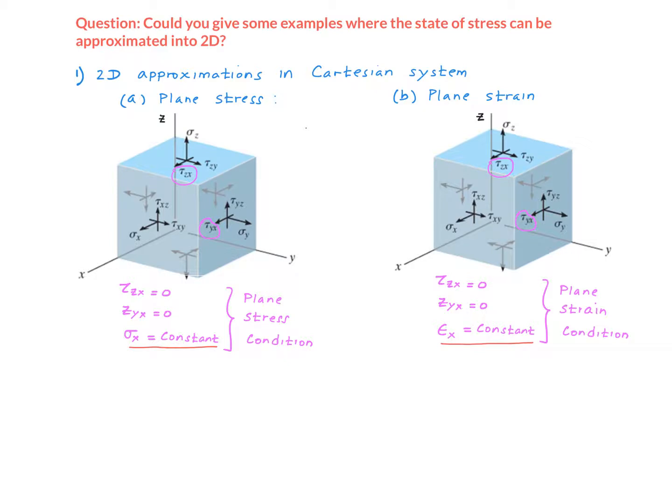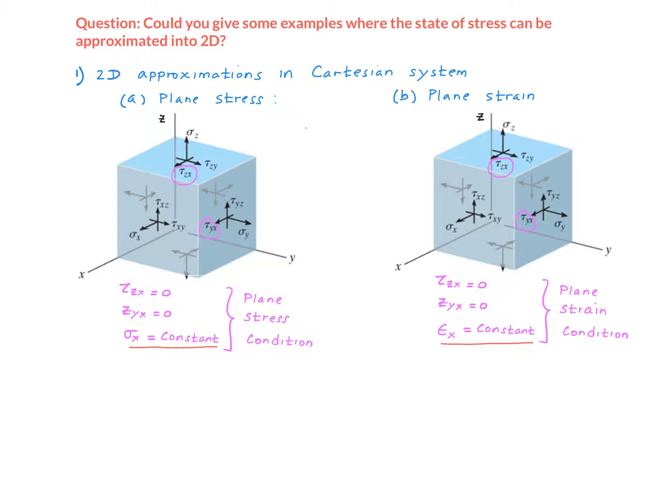Well, number one, the two shear stress components must be zero. Number two, the normal stress sigma x must be a constant. So what exactly do we mean by constant? Well, due to any loading that takes place on this YZ plane, these stress components could keep changing, but this should not change.